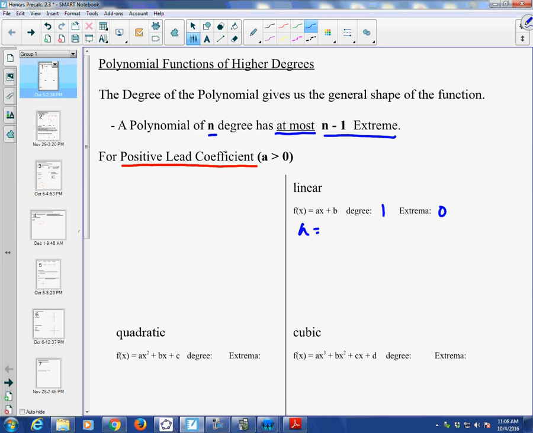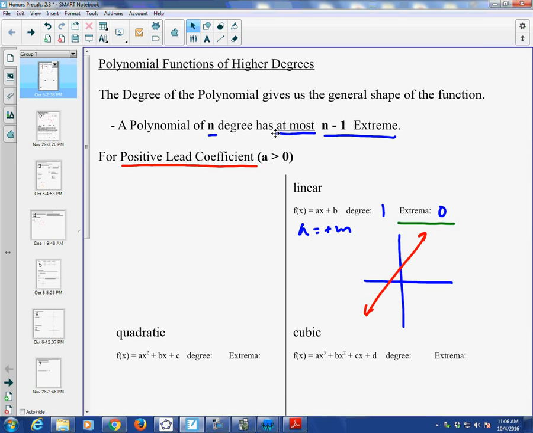So we've got a positive lead coefficient here. That means we've got a positive slope. And if we draw a linear function with a positive slope, it might look something like this. Here we don't have any contours, it's just a straight line, right? So we don't have any maxes or mins, and then clearly that means no extrema, right?